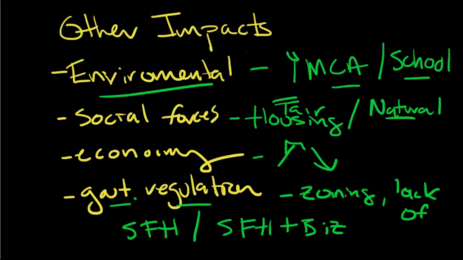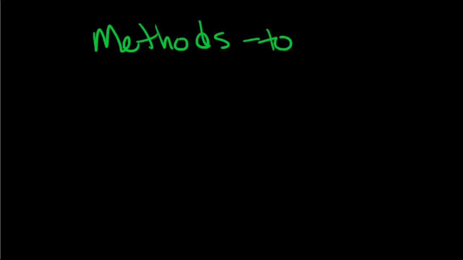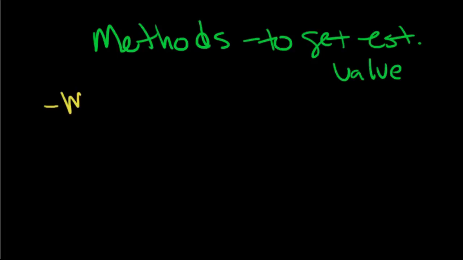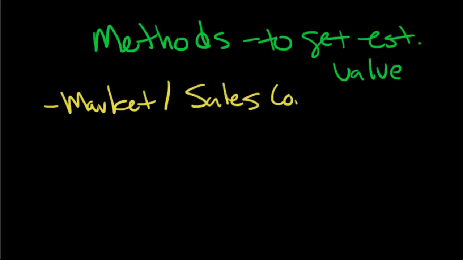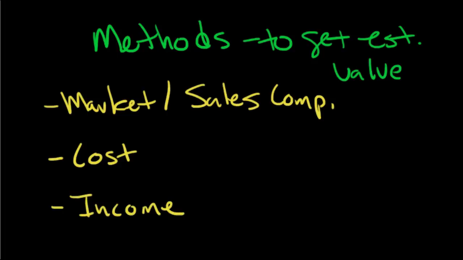Let's put those on the board here for you, and we're going to take them one by one. So this is going to be methods to estimate value. Be a little bit more professional, we'll say, to estimate value. And the number one way, of course, is going to be the market or sales comparison. We're going to talk about that one at length. We're going to talk about all of these at length. The cost approach to value, and the income approach. So let's take each one of these one by one.